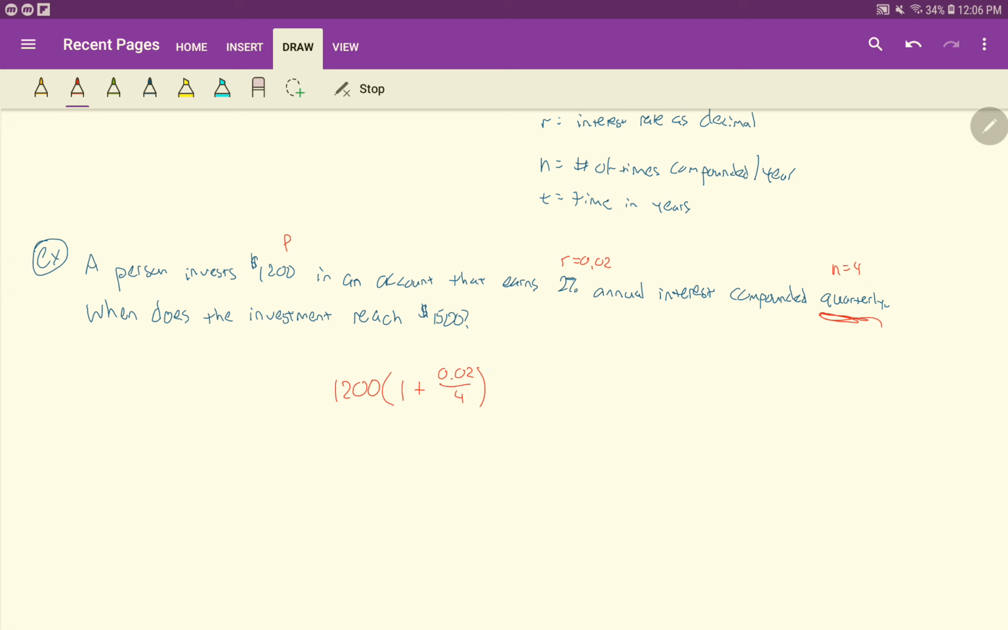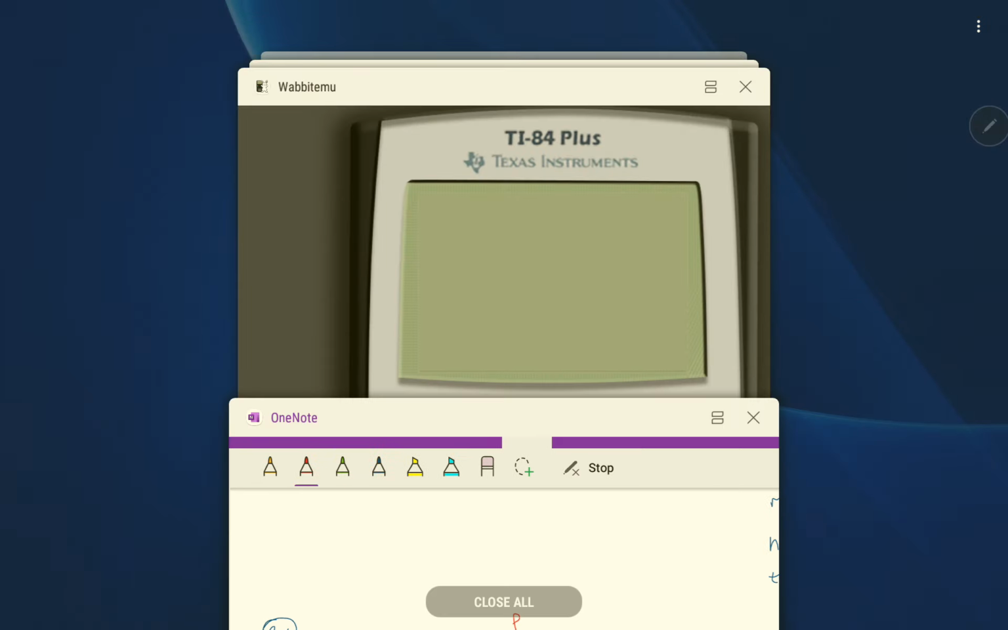And then we will multiply 4 times the number of years, but we don't know the number of years because we want to know when the investment reaches $1,500. So that's going to be our final value here, but we're going to figure out what this t is, how many years it's going to take. And again, we'll have to go back to our graphing calculator. So let's do that here.